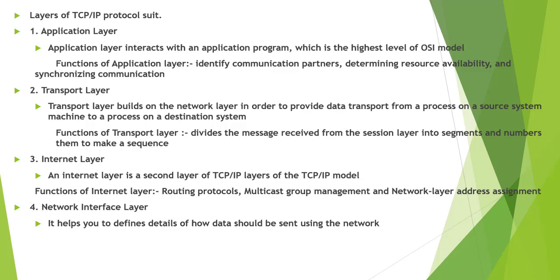Final layer, network interface layer. The network interface layer is the fourth layer of the TCP/IP model. This layer is also called the network access layer. This helps you to define details of how data should be sent using the network.